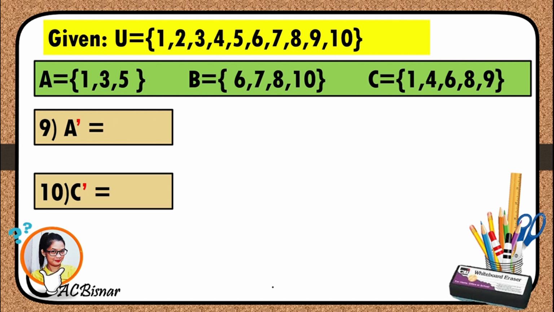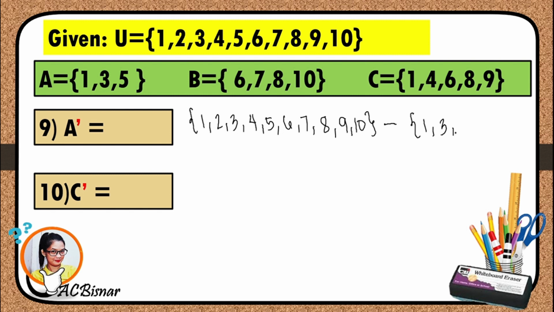Next, we need to find the complement of A and the complement of C. To find the complement of A, we need to subtract it from the universal set. So our universal set has the elements 1, 2, 3, 4, 5, 6, 7, 8, 9, and 10. So these are the elements in the universal set. Then we're going to subtract the elements in A, which are 1, 3, and 5.